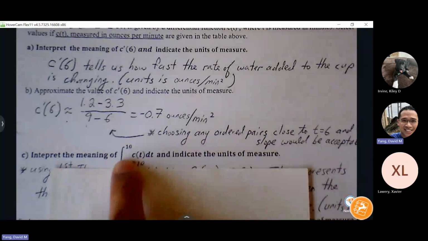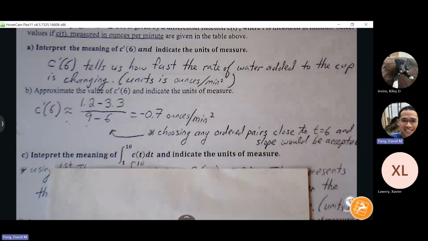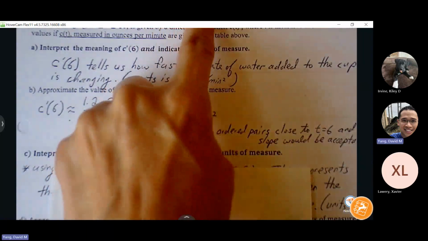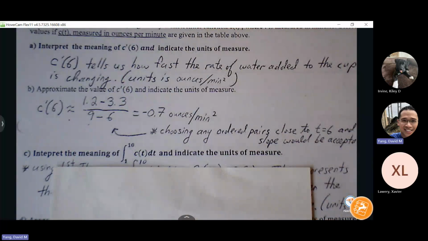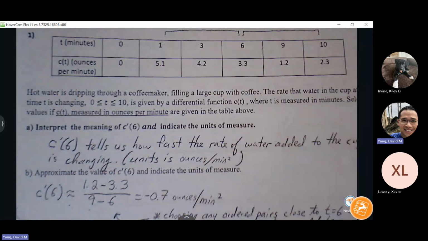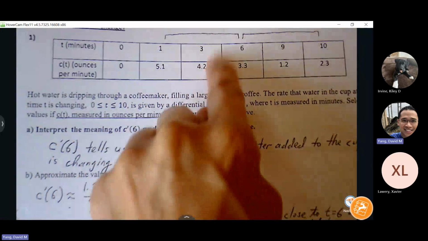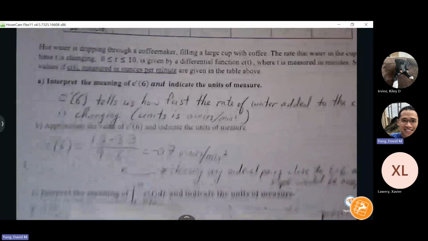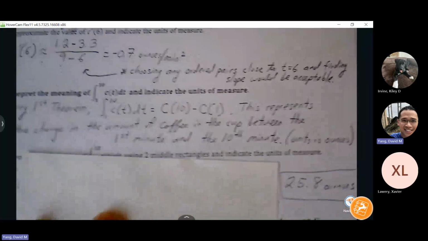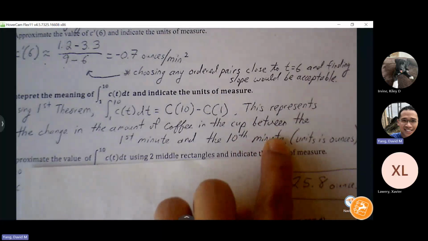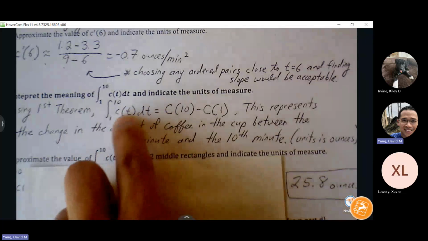So it says interpret the meaning here. Now, when you do the integral from 1 to 10 of C of t, we're accumulating all these rates, right? And when we're accumulating all these rates, we're talking about how much water has been added to the cup. Because if we say 5.1 ounces per minute, and then we continue to multiply all these values out, we're actually getting something that is in terms of ounces. So this represents the amount of coffee that has been added to the cup between the first and the 10th minute. That's what that means.